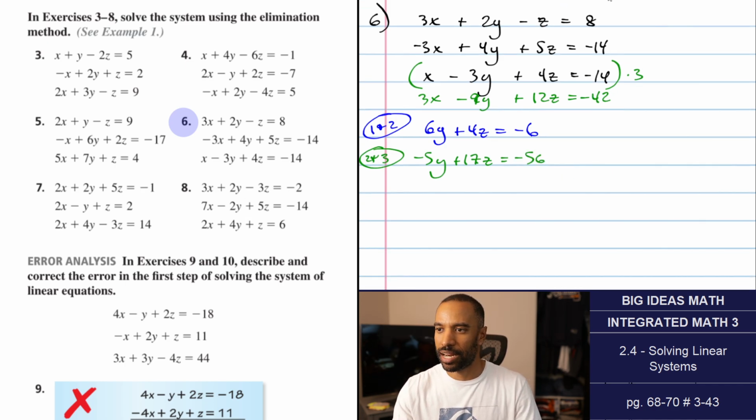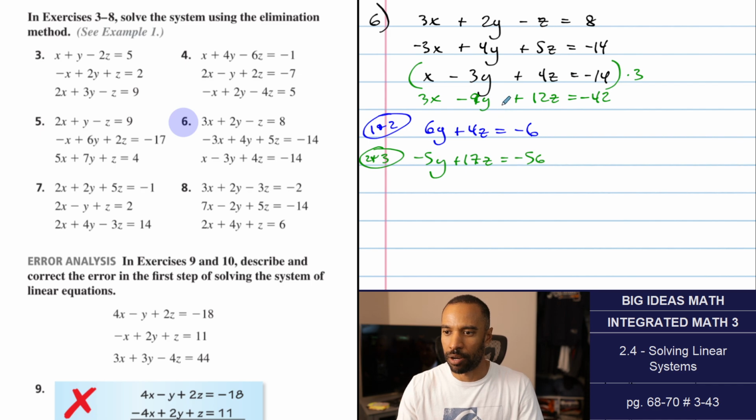Okay, we've eliminated x's. Now let's eliminate another variable here. This one is not so easy to determine which one you'd like to eliminate. Was that a 17? No, that was a negative. What was this? A negative.